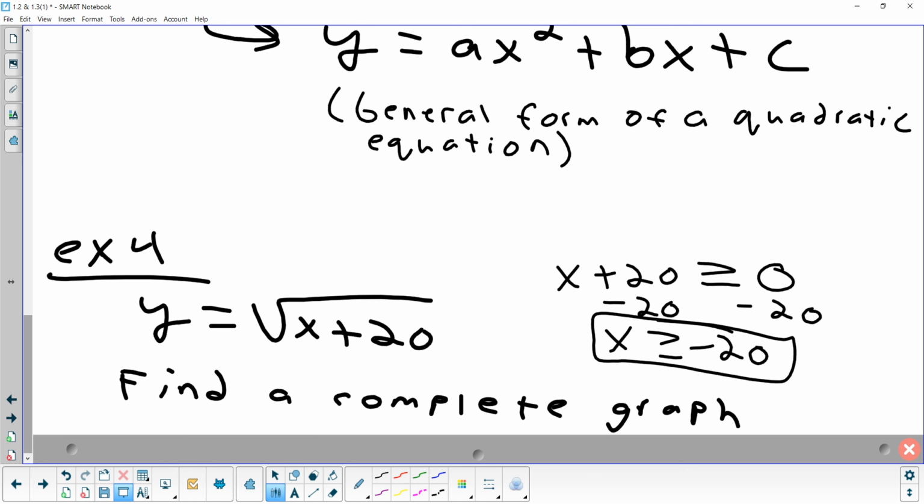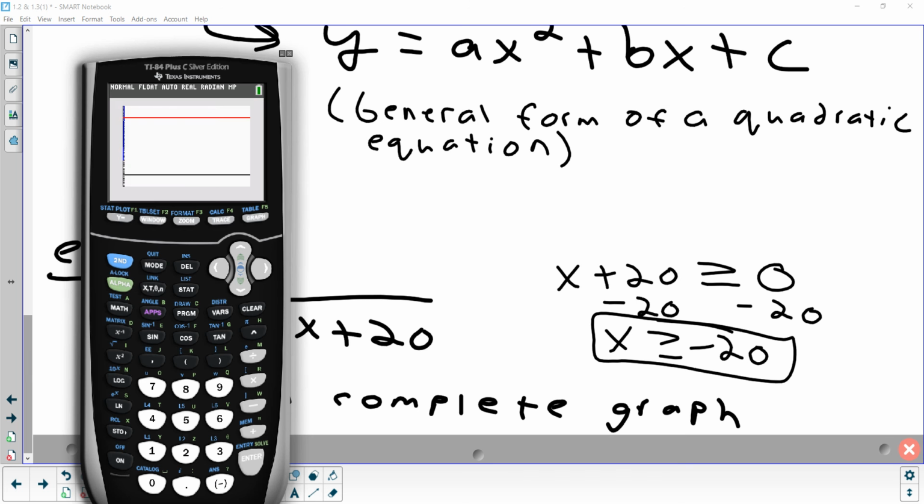So the reason I wrote that down is because now when I'm finding a complete graph, this gives me a hint at how small of an x value I need to look at. I don't need to look any smaller than negative 20. The graph doesn't even exist past negative 20, going to the left. It only exists for numbers bigger than negative 20. So let's type this one in.